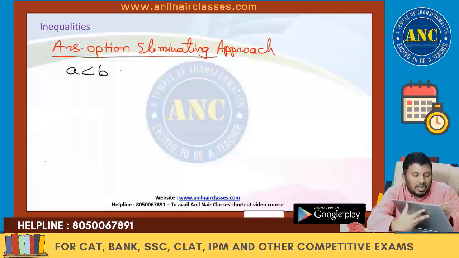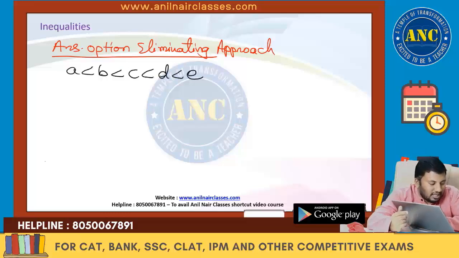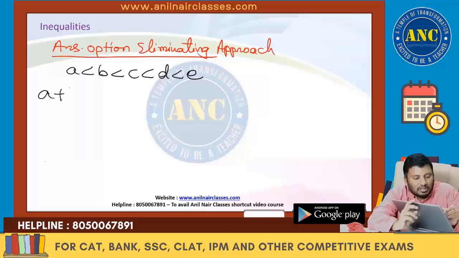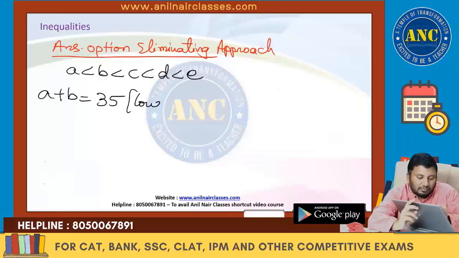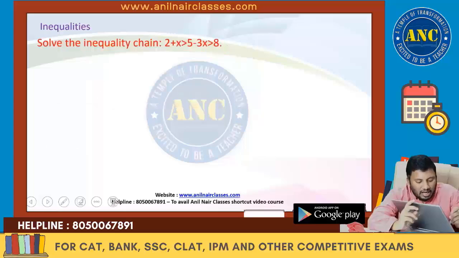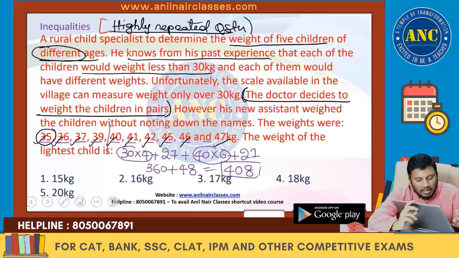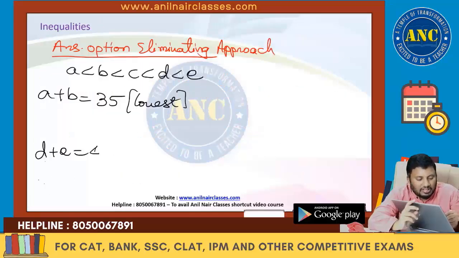A is less than B is less than C is less than D is less than E. What is the sum of the lowest? Lowest, how much is it? 35. A plus B is 35. It is the lowest one, which comes if you weigh the two lowest ones. What is the D plus E value? What is the highest one? Highest one is nothing but 47.